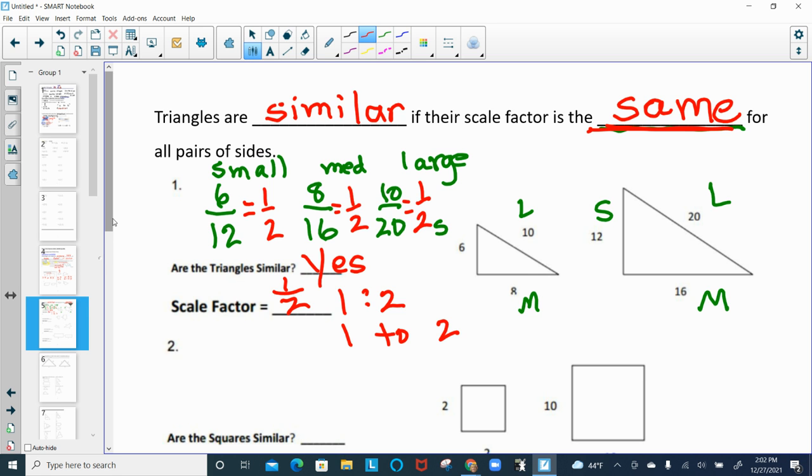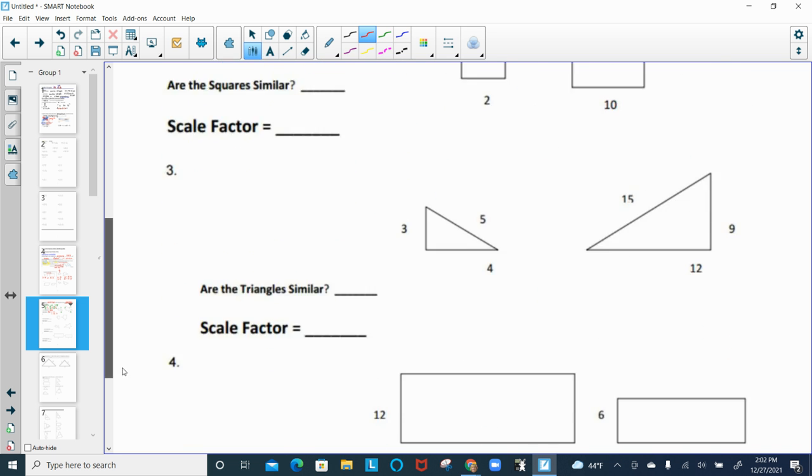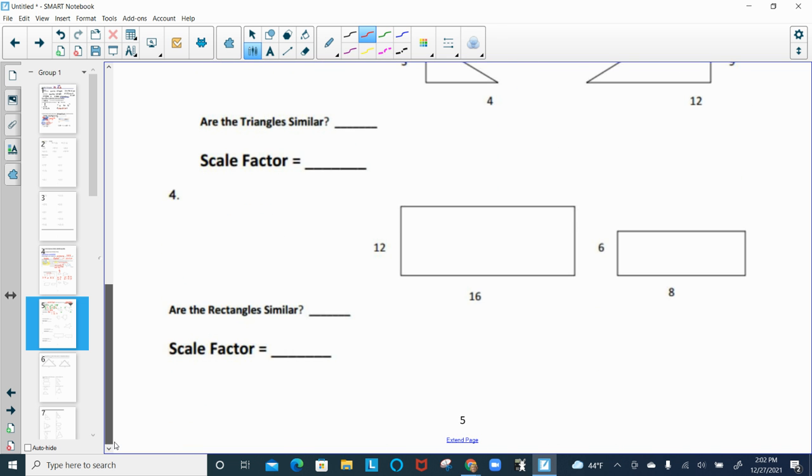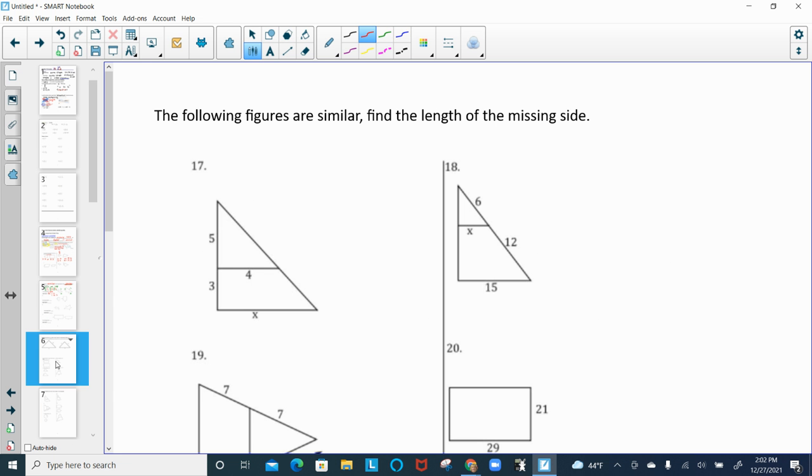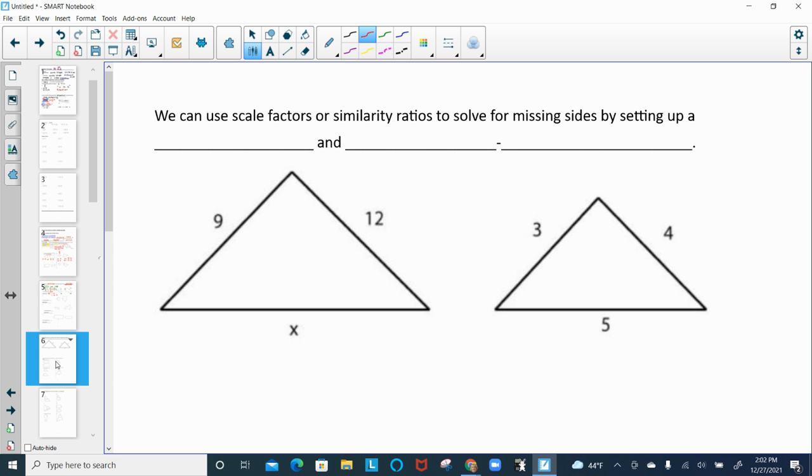And what we'll be doing is working through these, trying different sides together to see if that works. And then there is practice on page 6 and on page 7, where we find missing sides, and we'll be talking to you about that separately.